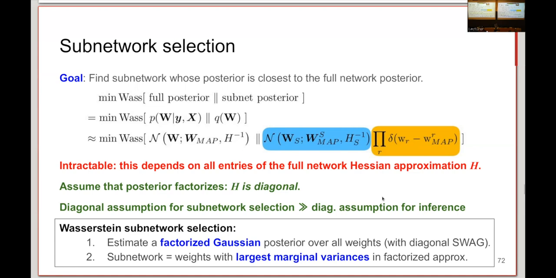Here we are minimizing this Wasserstein distance between these two distributions. We use the Wasserstein distance because here we have point masses on some weights. And if you use something like the Kullback-Leibler divergence, you are going to run into problems with the delta functions. So that's why we use the Wasserstein distance. You can actually show that the solution to this is just to choose the weights for which this factorized approximation has higher uncertainty, which makes some sense. If you want to capture uncertainty in your subnetwork, it makes sense to choose weights for which you are already quite uncertain. And for other weights for which you already have a good point estimate, it's probably fine not to capture uncertainty.